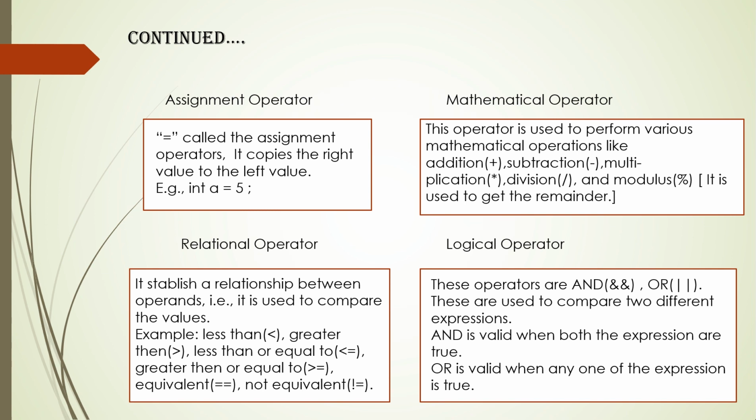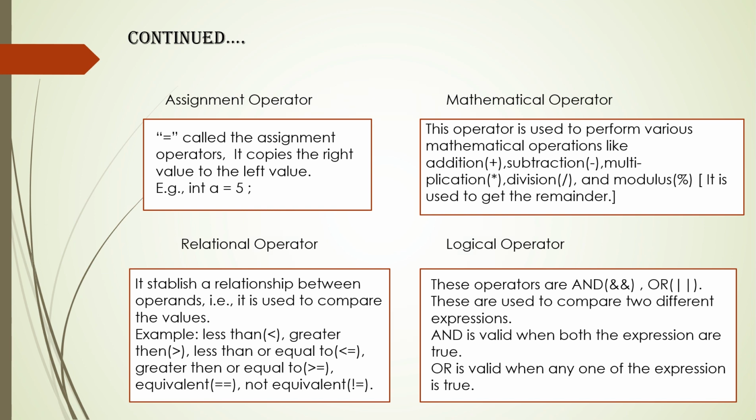Now the next one is the logical operator. These operators are and, or. And is represented by the double and symbol, and or is represented by two vertical parallel lines. See, here I have mentioned it in the bracket. These operators are used to compare two different expressions. Remember, two different expressions. And is valid when both the expressions are true, and or is valid when either one of the expressions is true.